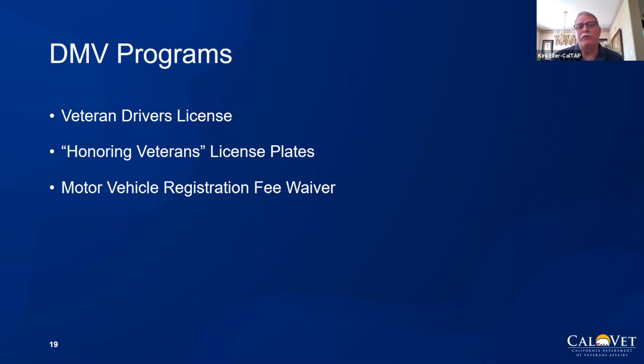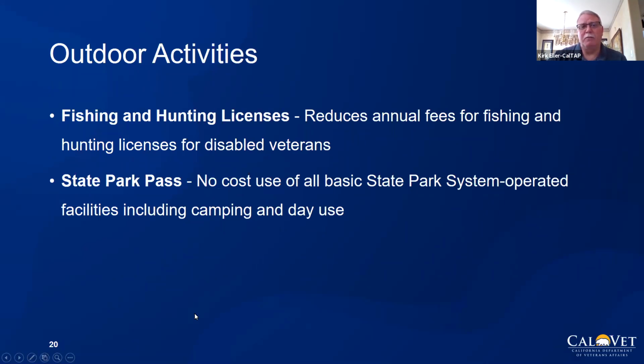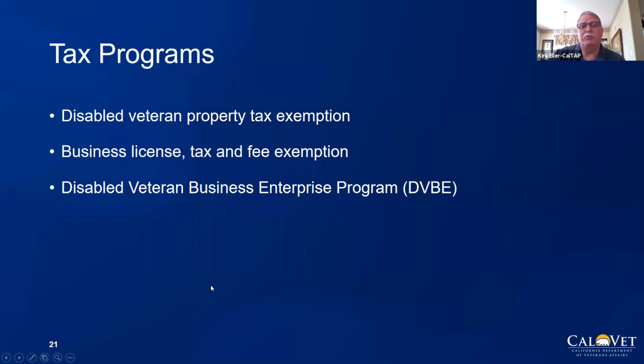Another benefit is the motor vehicle registration fee waiver. Disabled veterans with a 100% service-connected disability through the VA can be eligible to have their motor vehicle registration fees waived. Outdoor activities are also popular. If you have a service-connected disability rating of 50% or greater, you can be eligible for reduced annual fees for a fishing and hunting license. I believe it's about $8. Also, with a 50% disability, you can be eligible for a no-cost Distinguished Veterans Pass for the state park system. This would waive all charges for state parks and campgrounds throughout the state of California. That's a great program.